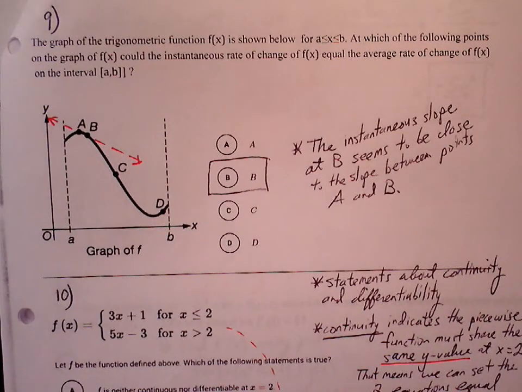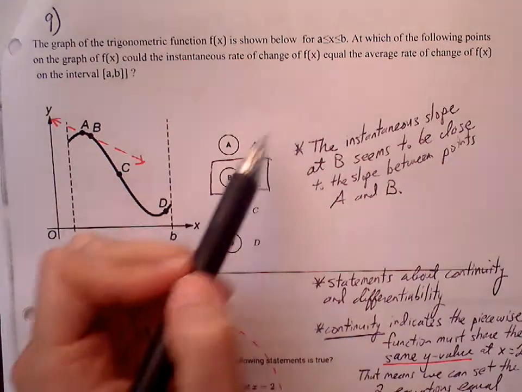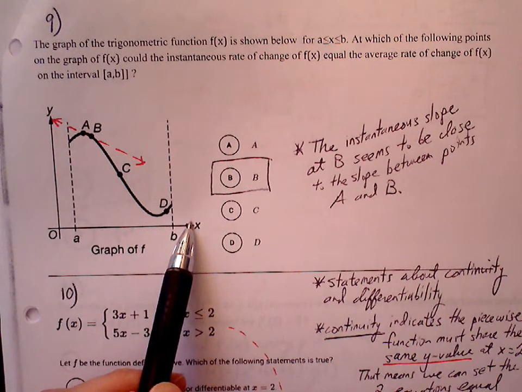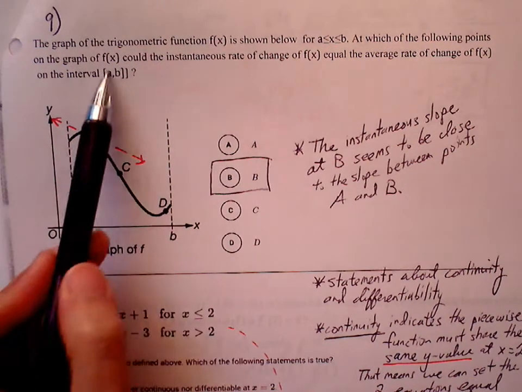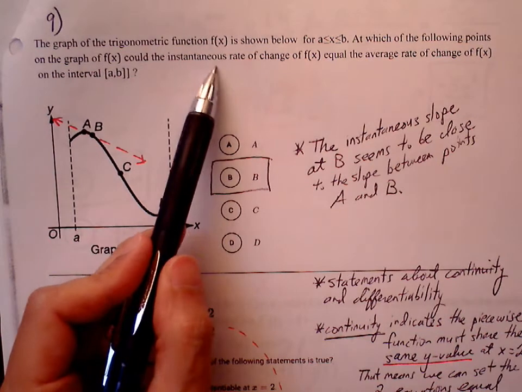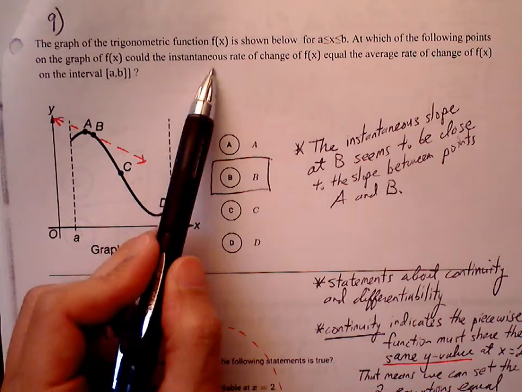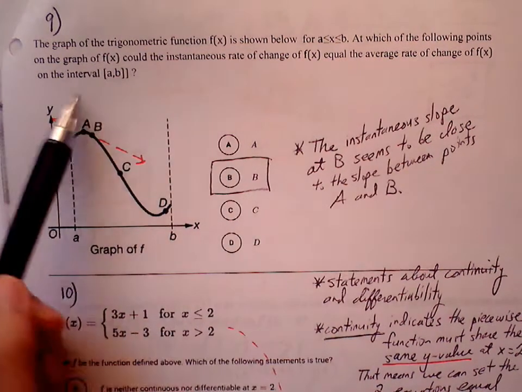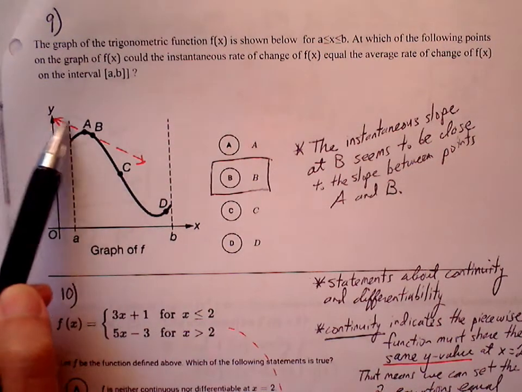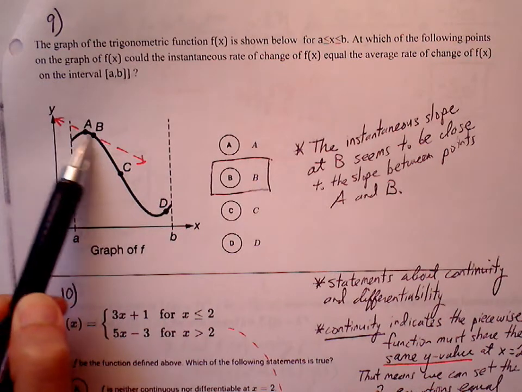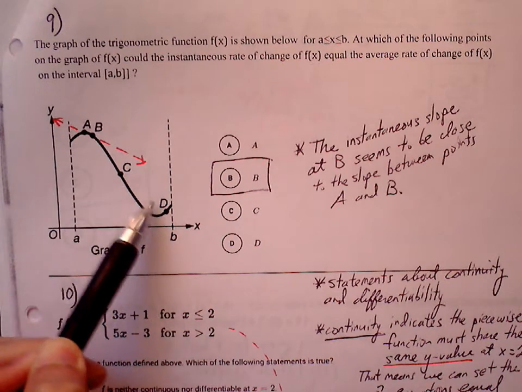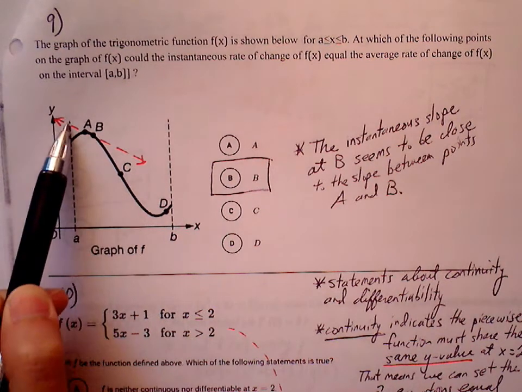All right, number 9. The graph of a trigonometric function f of x is shown, where x falls between a and b. At which of the following points could f of x be the instantaneous rate of change? So instantaneous rate of change is the exact steepness equal to the average rate of change between a, b. So here between a, b, here's my average slope between the 2 points. And so which one of these points is going to have the closest to this slope?